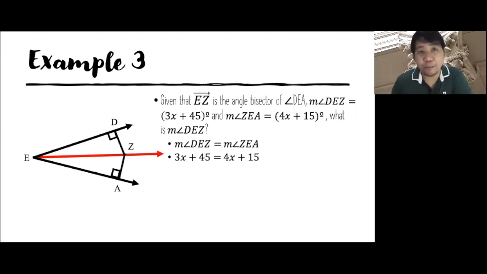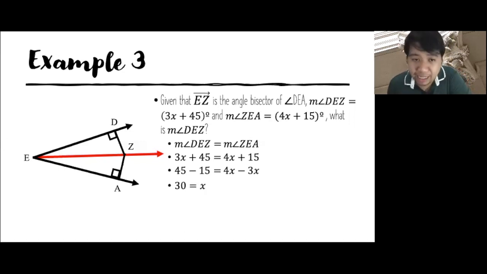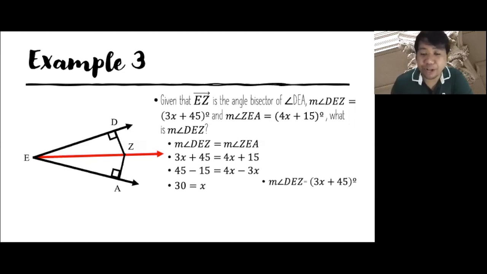So, pagsasamahin po ulit natin yung mga like terms, kaya magkakaroon tayo ng equation na 45 minus 15 is equal to 4x minus 3x. Simplify natin ngayon. 45 minus 15 will become 30 and 4x minus 3x ay magiging x. So, ang value natin for x ay 30. So, dyan na po ba natatapos? Hindi pa. Kasi we are asked to get the measure of angle DEZ. So, gagamitin po natin yung given na measure of angle DEZ is equal to 3x plus 45 degrees.